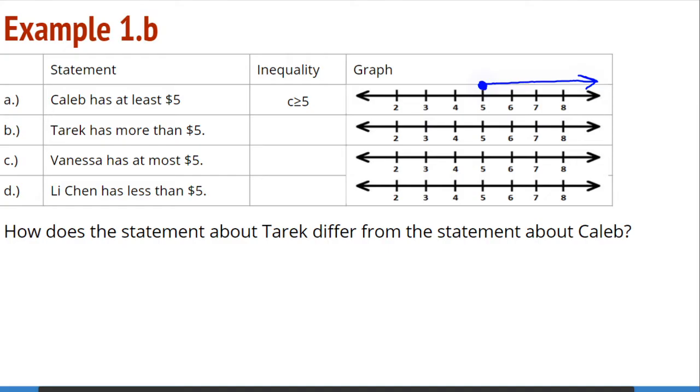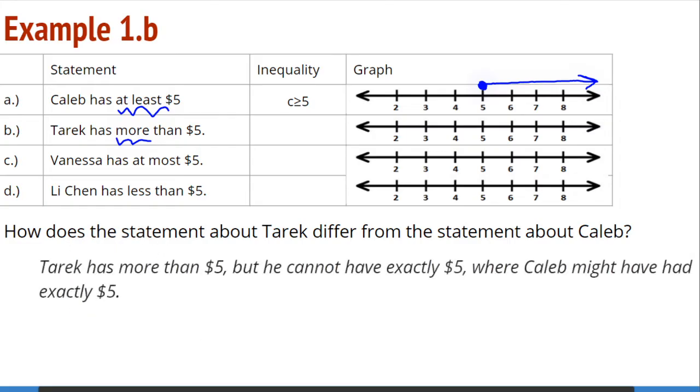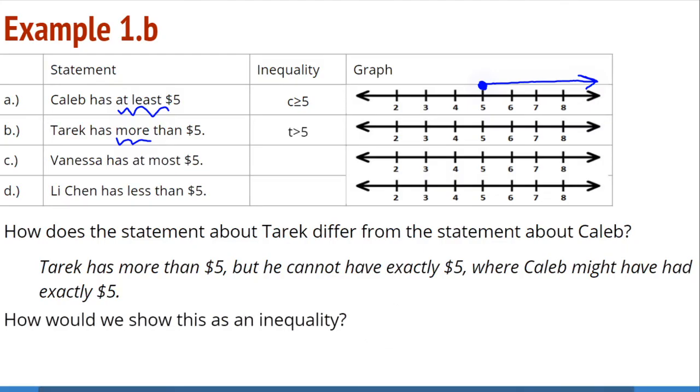So how does this statement about Tarek, how is that different than what Caleb has? Well, it says Caleb has at least 5. Tarek has more than 5. So could Tarek have exactly $5 in his pocket? Well, it says he has more than 5, so this is not true. He has to have more than 5. Tarek has more than 5. He cannot have exactly 5, where Caleb might have had exactly $5. How would I write this as an inequality? Tarek has more than $5. His amount of money is greater than 5.